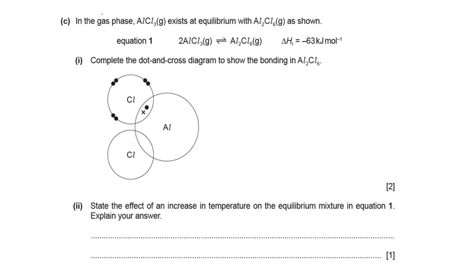Now C. In C, the gas phase aluminium chloride exists at equilibrium with Al2Cl6 gas as shown. This is the equation given where the dimer is in equilibrium with the monomer of the same compound, and the delta H of the reaction is minus 63 kilojoules per mole. The question says complete the dot and cross diagram to show the bonding in Al2Cl6, that is the dimer of aluminium chloride. One partial structure of the aluminium chloride is given and we need to complete it.